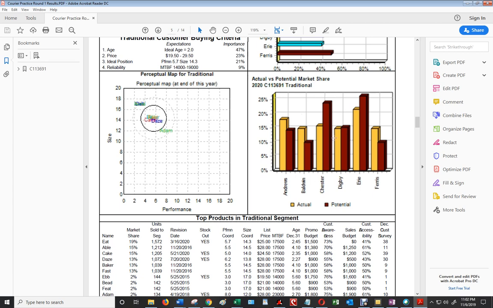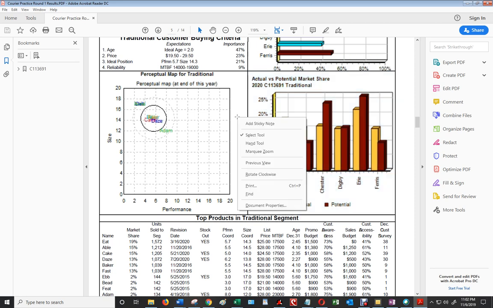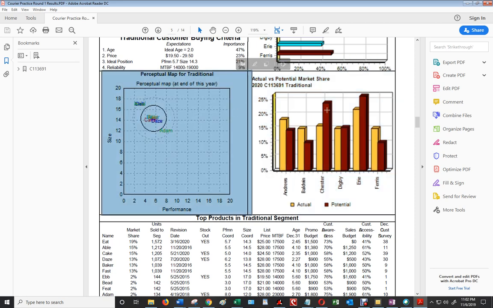I see. Look up here in the actual and potential area, all this right here. This area right here for Chester. The potential shows how much they could have sold had they made enough of the product, meaning they had manufactured enough of it. They had the potential to have like a 24% market share, but they only got a 15% market share because they didn't make enough.